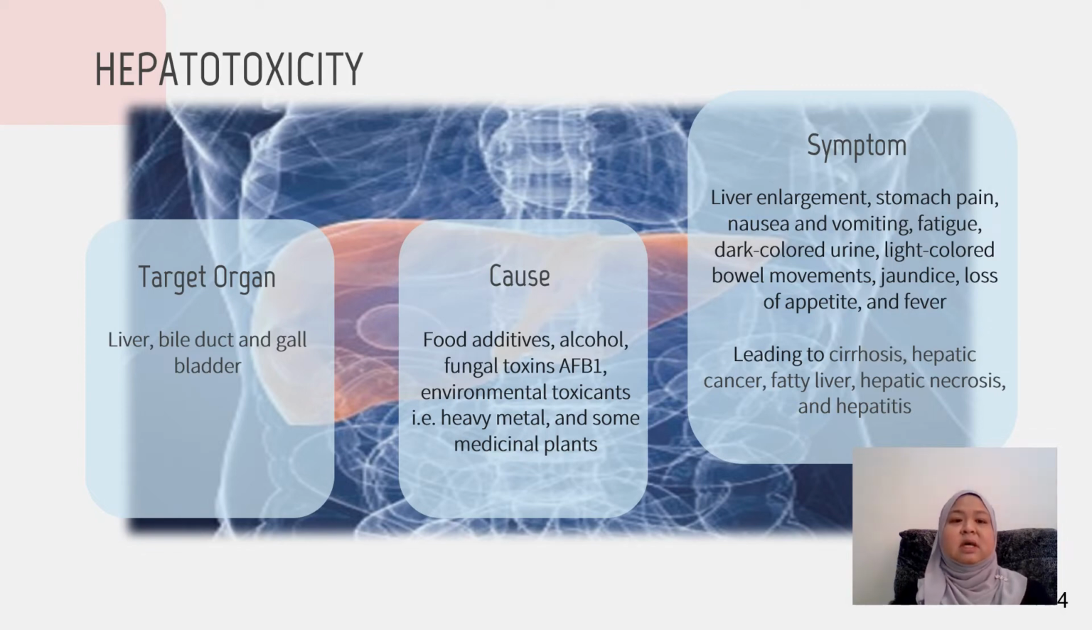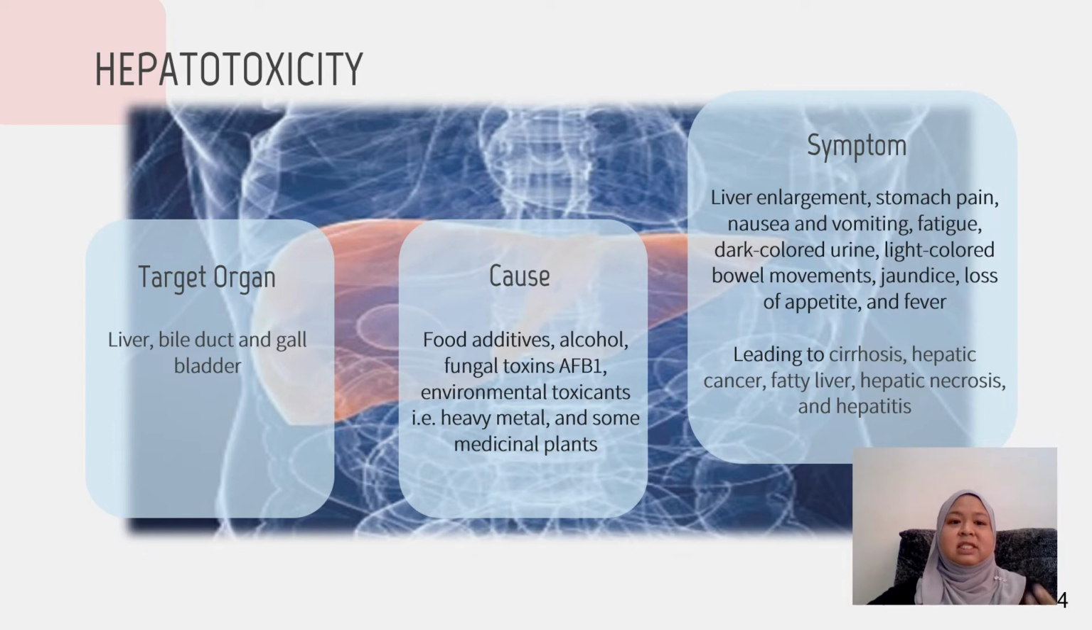And what are the symptoms if a person gets hepatotoxicity? Sometimes the liver will enlarge, become bigger, and they can feel stomach pain, nausea, and vomiting, fatigue, dark colored urine, light colored bowel movement, jaundice, where the eyes and skin become yellowish, loss of appetite, as well as fever. And this can lead to cirrhosis, the hardening of the liver, hepatic cancer, fatty liver, hepatic necrosis, as well as hepatitis.